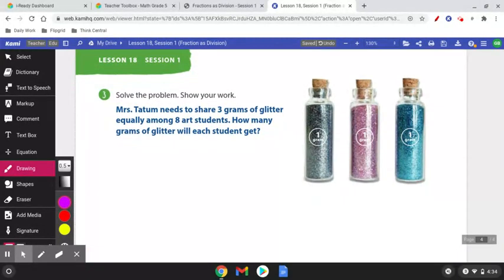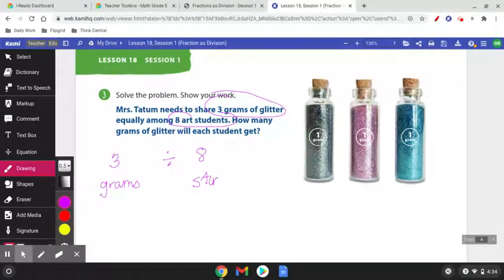Okay, number 3 on the next page, we have our grams of glitter. It says Mrs. Tatum needs to share 3 grams of glitter equally among 8 art students. How many grams of glitter will each student get? Again, with this, you really want to think about what's being divided up. In this case, it's the 3 grams of glitter being divided among 8 students. So we have 3 grams, that's what's being divided up, and it's being divided among 8 students.